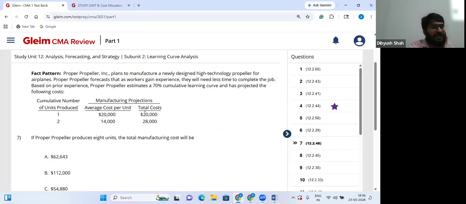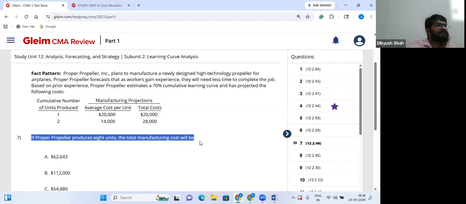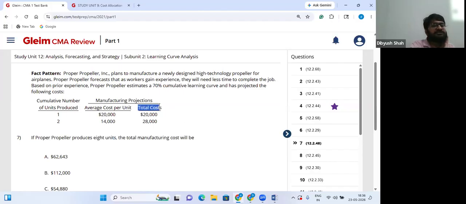And they have given you total time also, which is the important part, 20. And now they are telling, if Proper Propeller produces 8 units, what will be the total manufacturing cost? This is total cost. 1, 2, 4, 70% learning curve, you will reach your answer. There is nothing here. Is it clear? Anybody seems confused? Everybody is absolutely clear. There is no difference whatsoever.